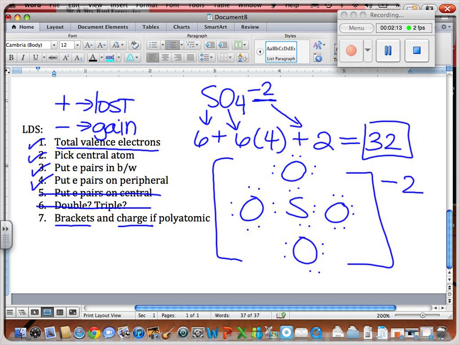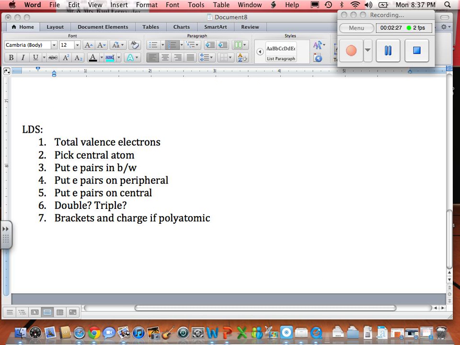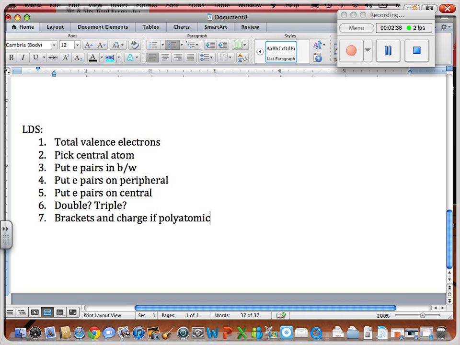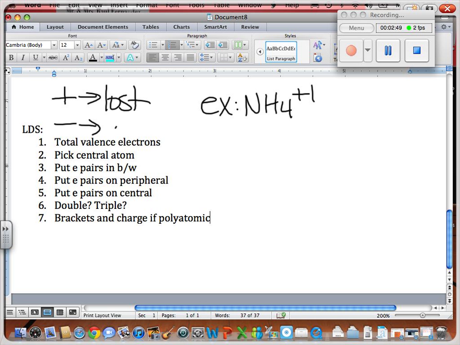Let's say, for example, we have one that is a cation instead. They're all covalent, excuse me. We have one that is a cation, not an anion, okay? So say, for example, I have NH4 plus 1. Okay, remember before, positive means that it has lost electrons, negative means it's gained. So I want to keep that in mind when I total my valence.